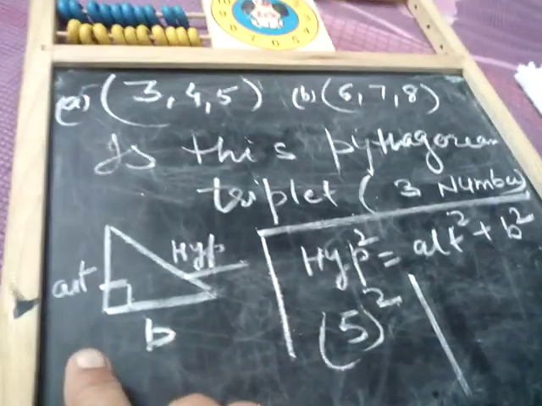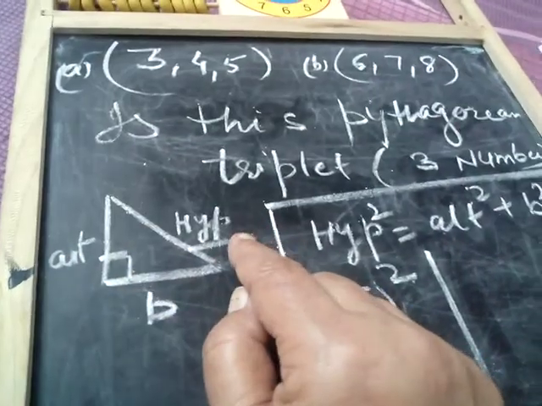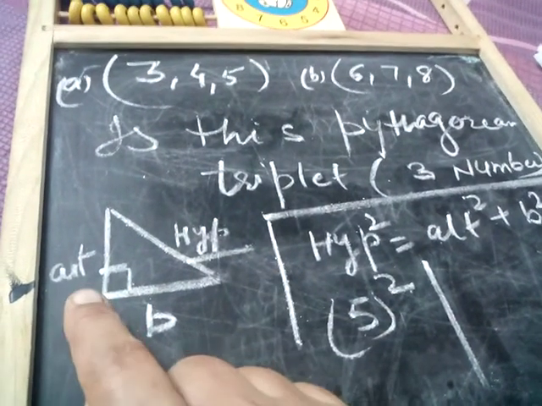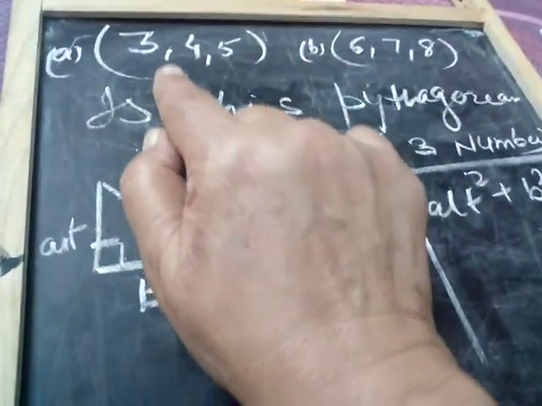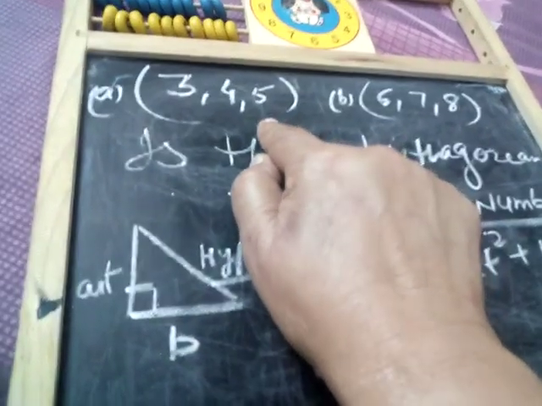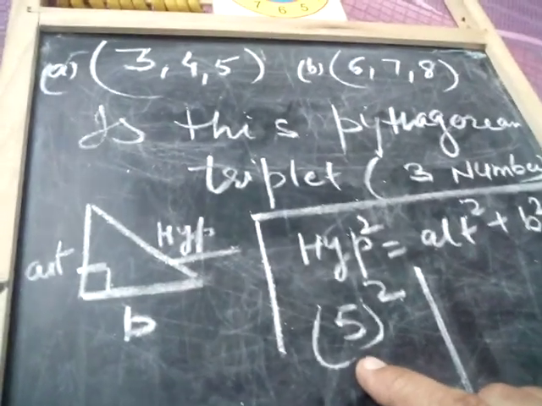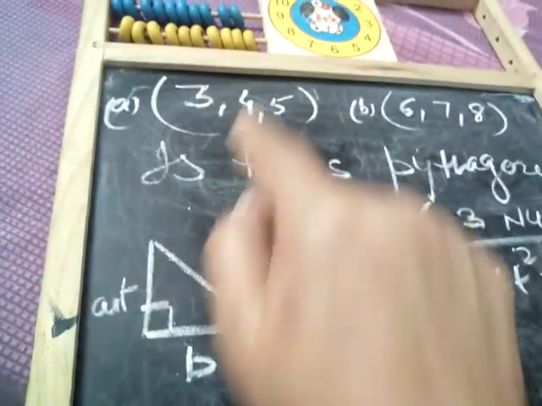This is related to a right angle triangle. This is the base, this is the altitude, this is the hypotenuse, and the hypotenuse is always a bigger side than these two separately, right? From these three numbers, I take 5 as the bigger number, so I am taking 5 as the hypotenuse. 3 or 4 can be the base or altitude, anyone you can take.